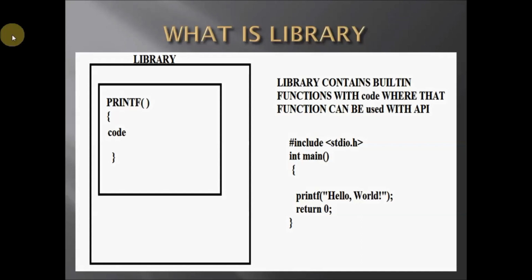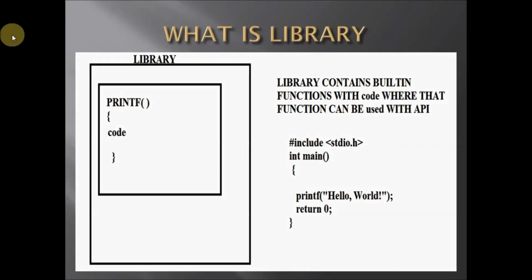Understanding, guys? The code for that printf will be there in the library. You don't want to use the entire code, because the printf code will be thousands or lakhs of lines together. I don't want to use that much code in my program, right? So what I can do is store that code in a library. I just want to use that API, the printf API, in my program and I can print my message hello world.